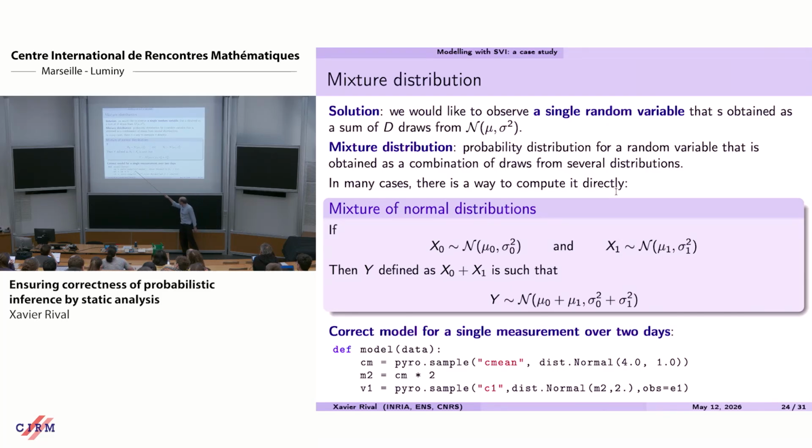Then it will compute the mean, which is here, which is the mean of the values that we sample from the mean guess multiplied by 2 with square variance 2, and we have to observe our data point, which is actually this energy that was measured for 2 days.